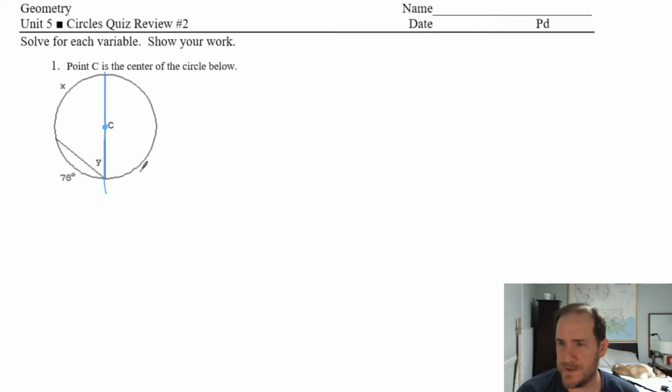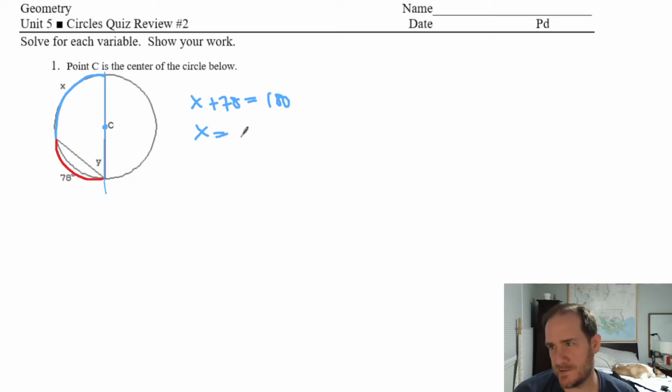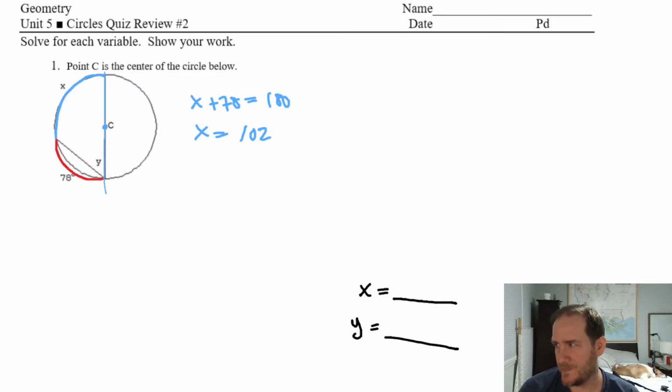So basically, you're given this 78, and you can use that 78 to figure out x, because you know that the x plus the 78 has to equal 180, because it's a semicircle. So you subtract, and you get 102. So that's x. By the way, on your quiz, it'll be really obvious what you're solving for. You'll see a little space that says x equals, y equals, and obviously that's what you've got to find. So we just found that x was 102.